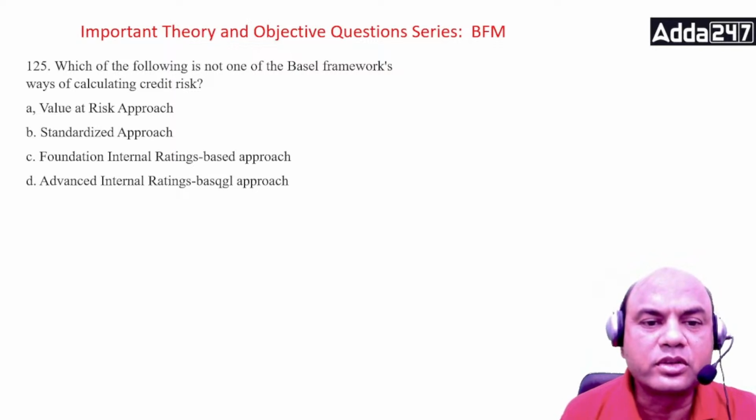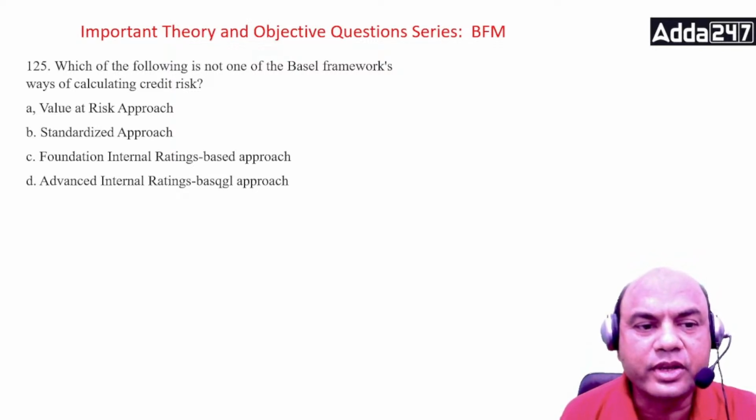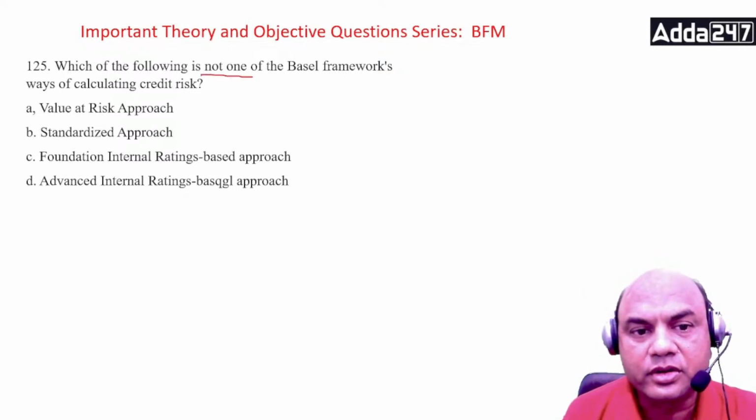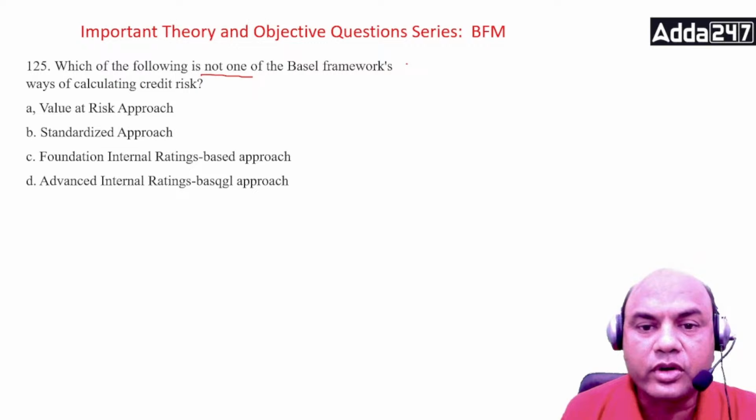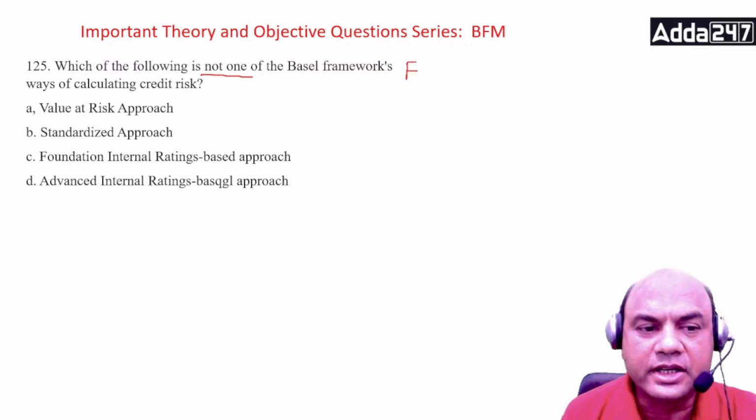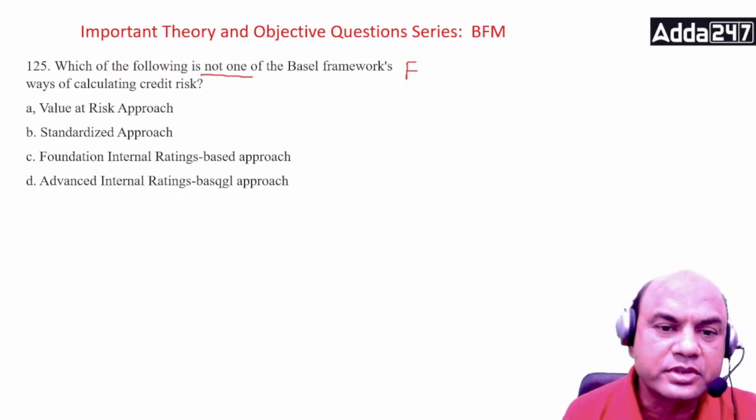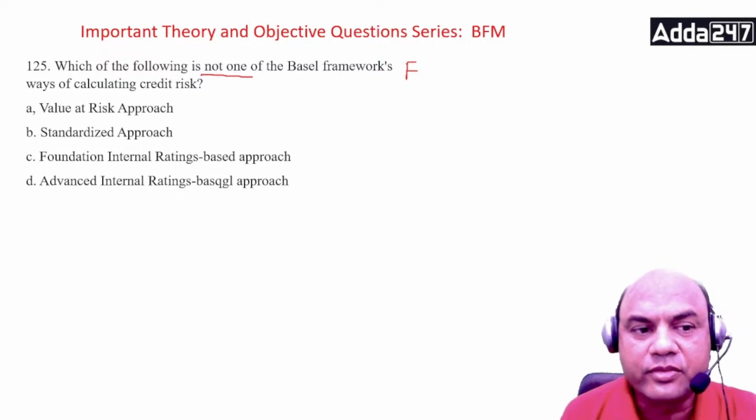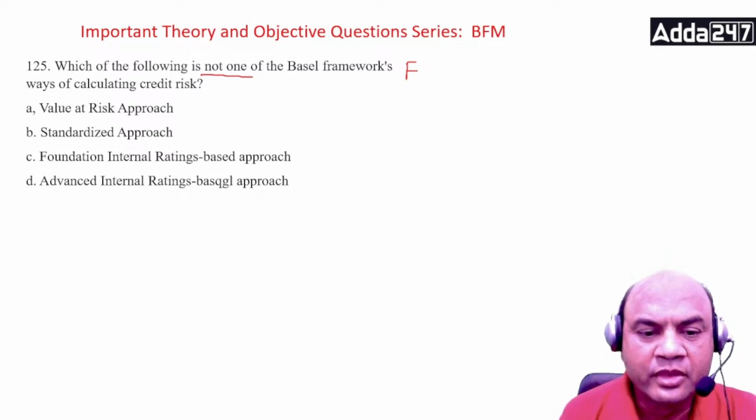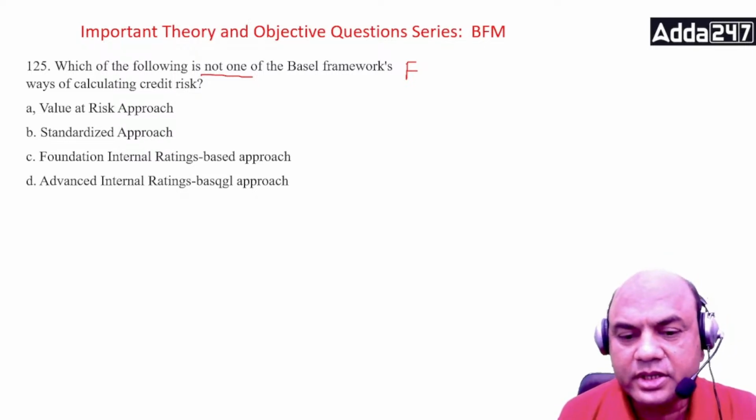Which of the following is not one of the Basel framework's ways of calculating credit risk? Note the "not", so you want the false one. Value at risk approach, standardized approach, foundation internal rating based approach, and advanced internal rating based approach. We are focusing on credit risk here. So what is the answer?